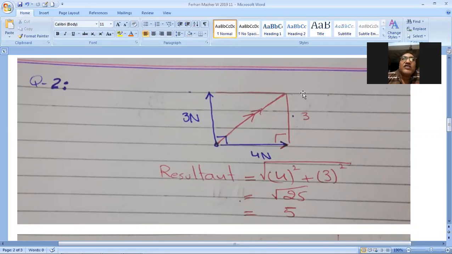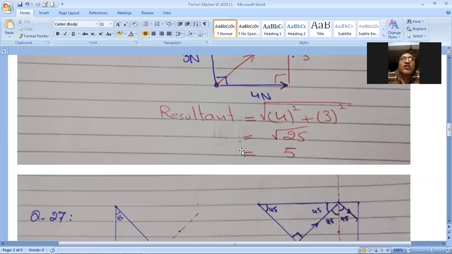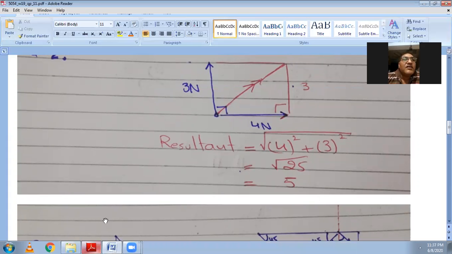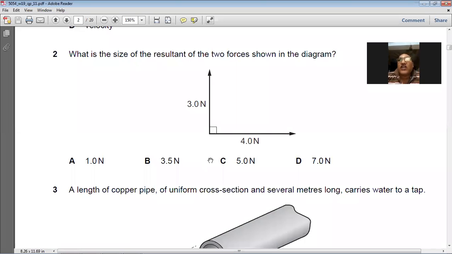This is 3 Newton, so this side will also be 3 Newton. This is 4 Newton, and so is this. If this angle is 90, this angle will also be 90, so it is a right angle triangle. Apply Pythagoras theorem and find the length of this diagonal. According to Pythagoras, perpendicular square plus base square, 4 square plus 3 square, and we take the square root of it. It's 16 plus 9, 25, and the square root of 25 is 5. So the resultant is 5. C is the choice for Question number 2, 5 Newton.